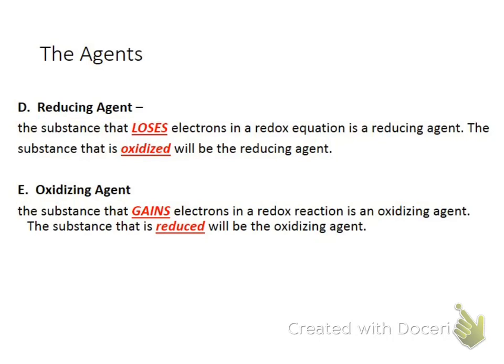The agents, we have reducing agent and oxidizing agent. They are opposite, okay? If something is oxidized, it's the reducing agent because it causes the other thing to be reduced. If something is reduced, it's the oxidizing agent because it causes the other thing in the equation to be oxidized, okay? You will never have what's oxidized being the oxidizing agent. You cannot have oxidation without reduction. They both have to be present, okay? So whatever's oxidized causes the other thing to be reduced. That's why it's the reducing agent. They're exact opposites, okay?